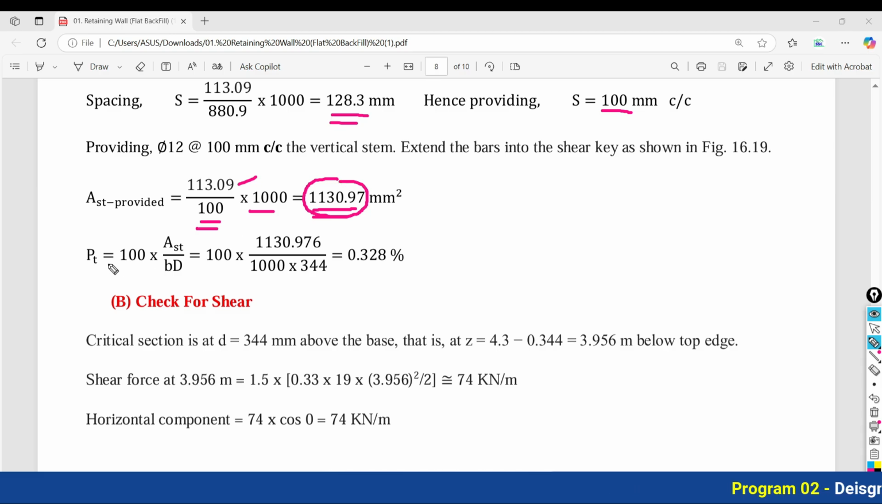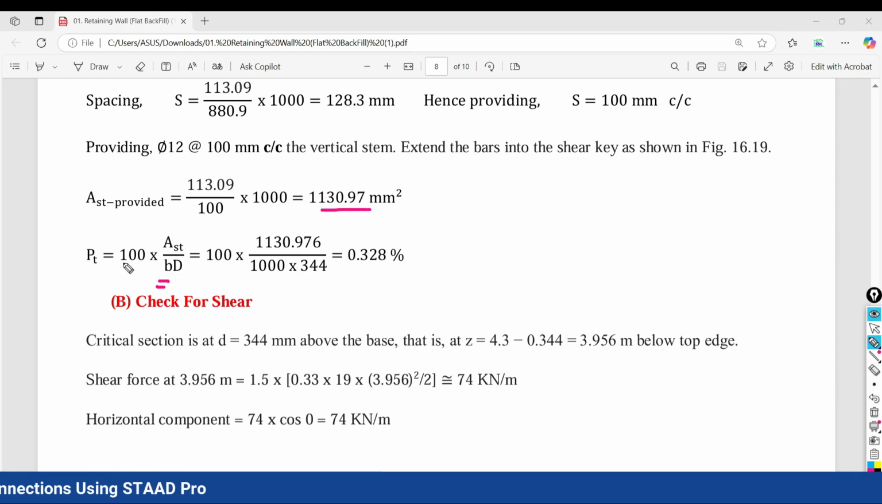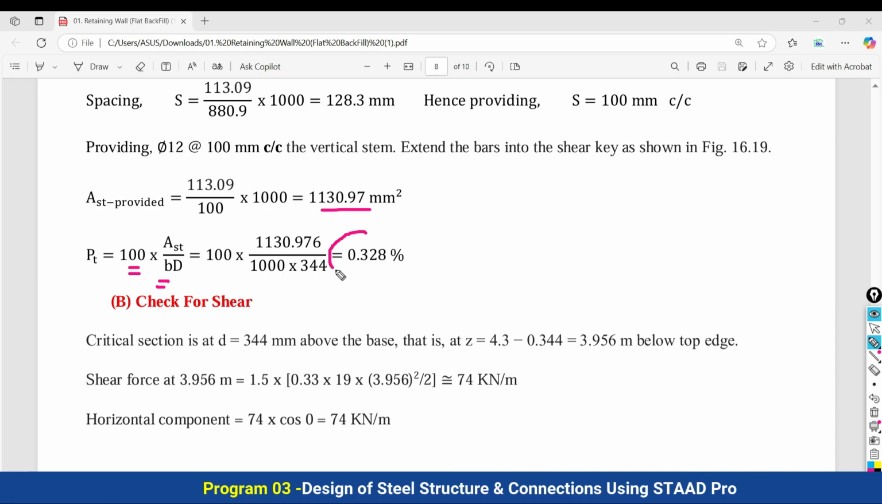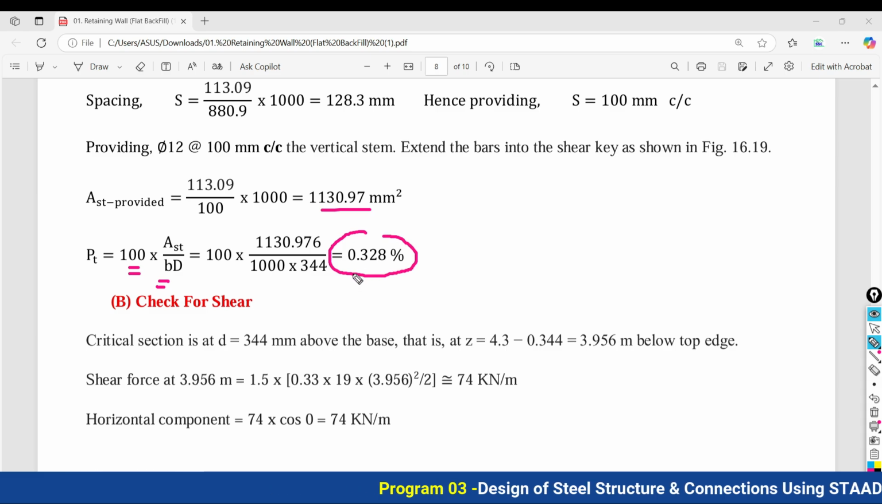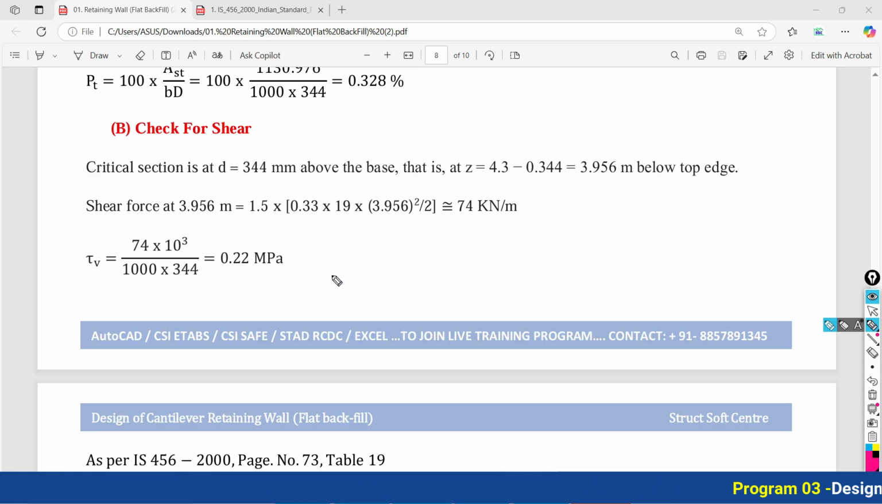Now Pt, the finally provided percentage of reinforcement in your vertical stem, is the total area of reinforcement provided divided by section size, and multiplied by 100 for the percentage. After doing this calculation we will come to know that the total percentage of reinforcement provided in the vertical stem is 0.328 percent.